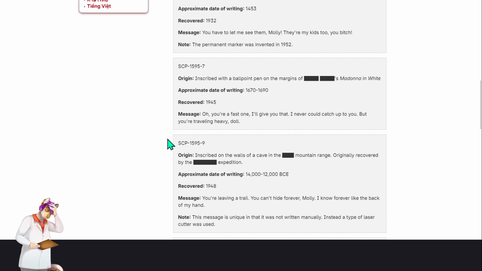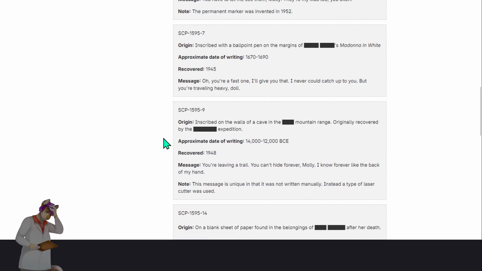Inscribed with a ballpoint pen on the margins of Blank's Madonna in White. Written at sometime between 1670 and 1690. They found it in 1945. Message: "Oh, you're a fast one, I'll give you that. I never could catch up to you, but you're traveling heavy, doll."